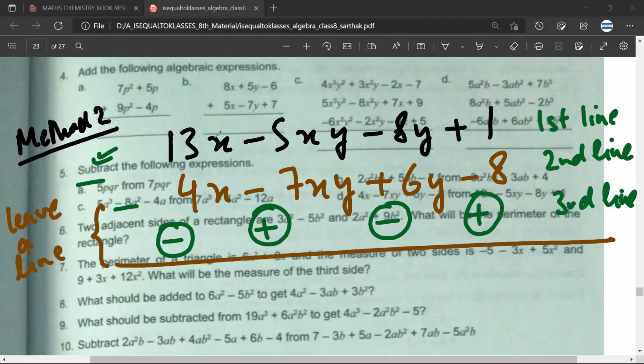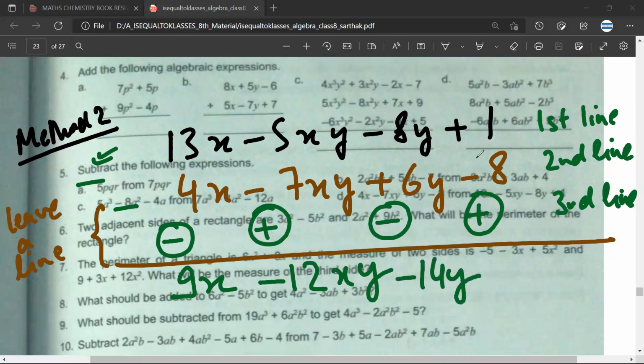And now this will be 13x minus 4x, 9x, minus 5 minus 7, minus 12xy, minus 8y minus 6y, minus 14y, and plus 1 and plus 8 would be plus 9. Sarthak, have you understood what I have done? Yes, sir. So this is the method of question 4, right? So this is the same as question 4. Yeah, you are right. Is there any doubt? No, sir.